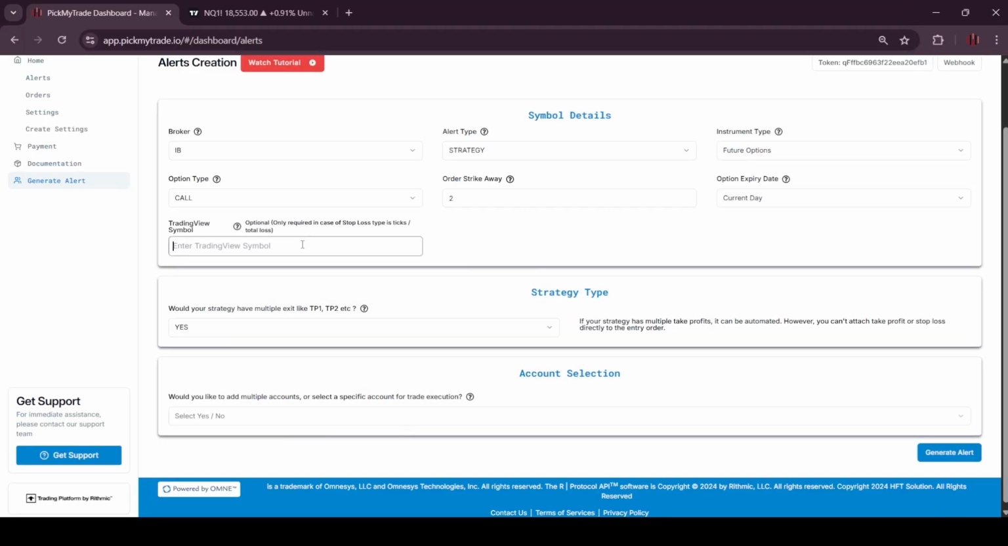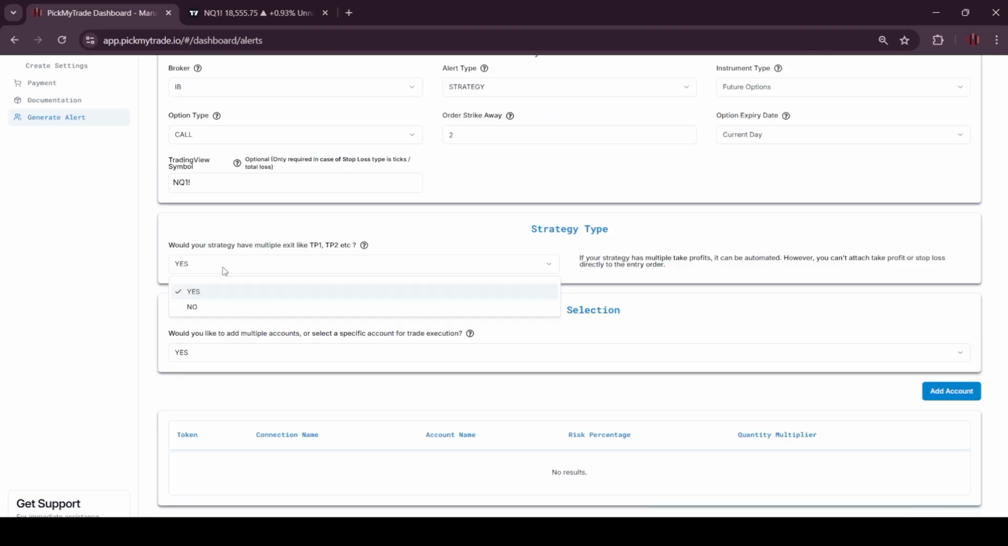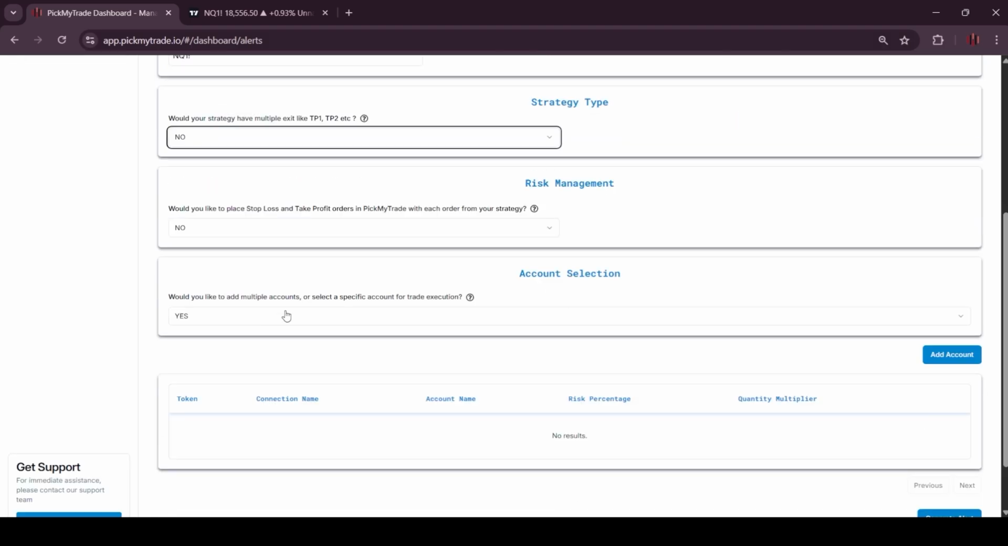Here you have to select the symbol. I am going here with NQ1. Here is the option which asks you, would your strategy have multiple exits like TP1 and TP2? So, if your strategy has multiple stop losses already defined in the Pine script, then you can just select yes and move on to further steps. But if you don't have it defined, then you have to select NO.